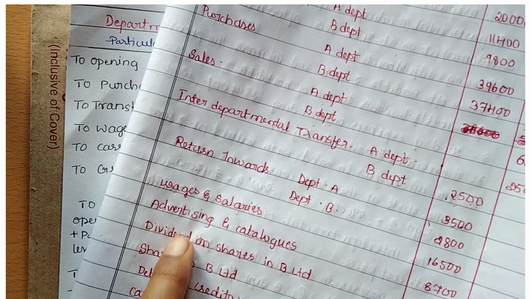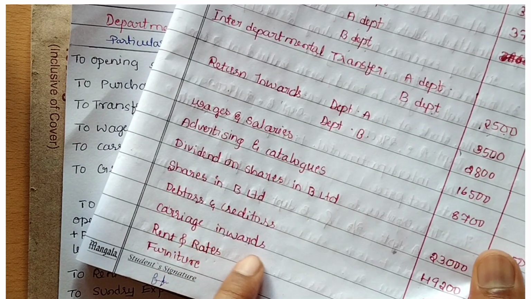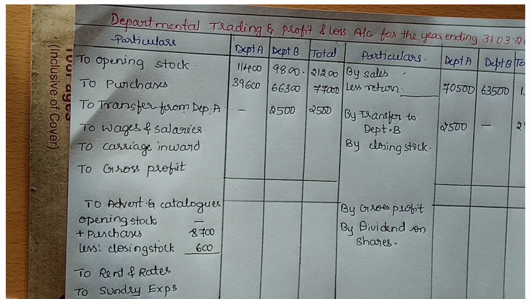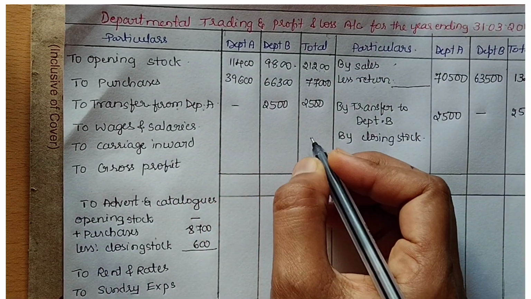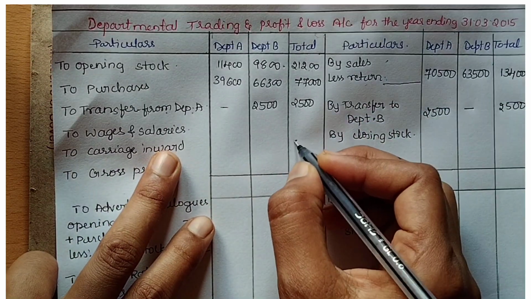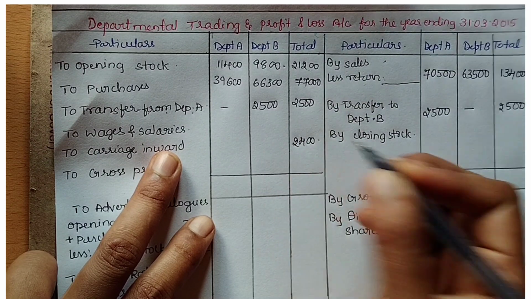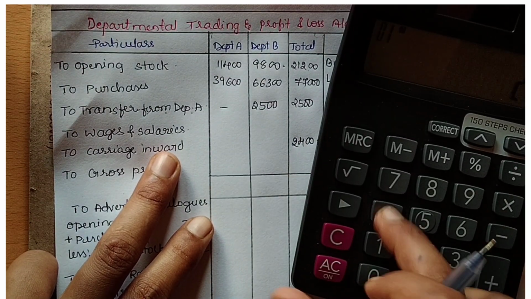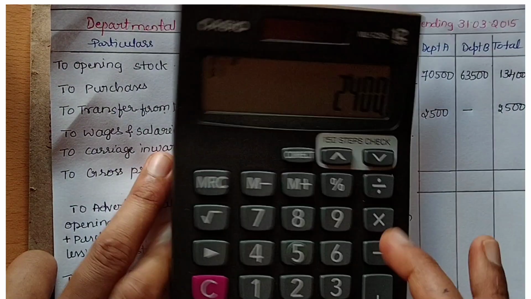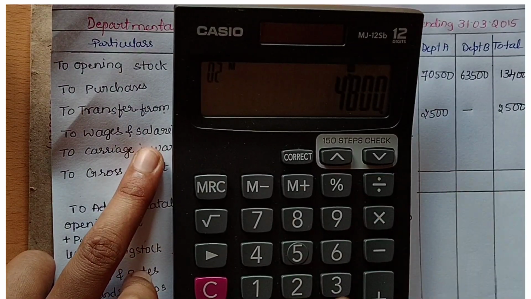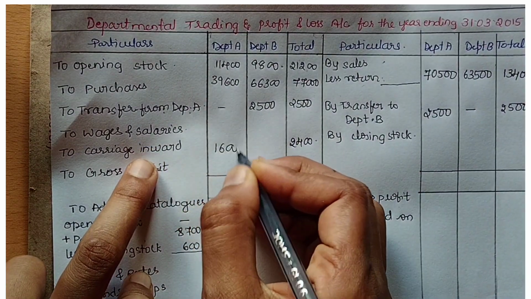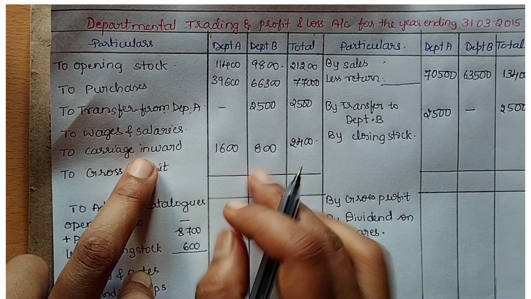Next, see down, wages and salaries, that is 16,500 is given. Then all the indirect expenses. Carriage inward is 2,400. How have they said? You have to divide every expense in the 2:1 ratio. So how to write? 2,400 into 2 by 3, 1,600 and 800.